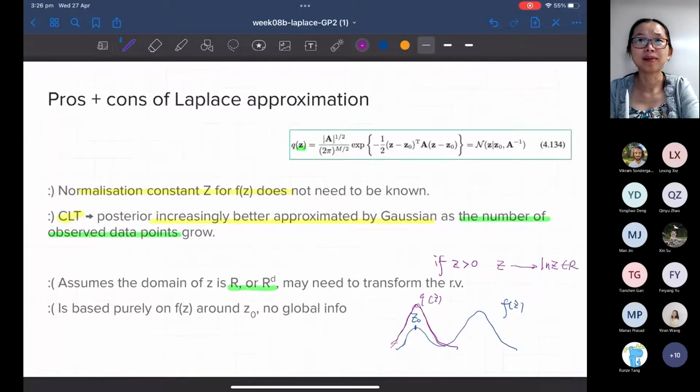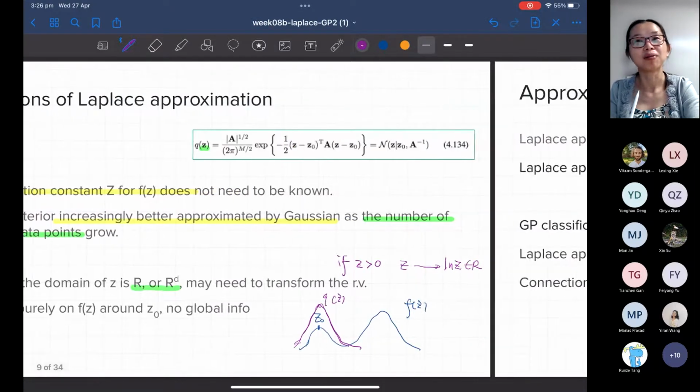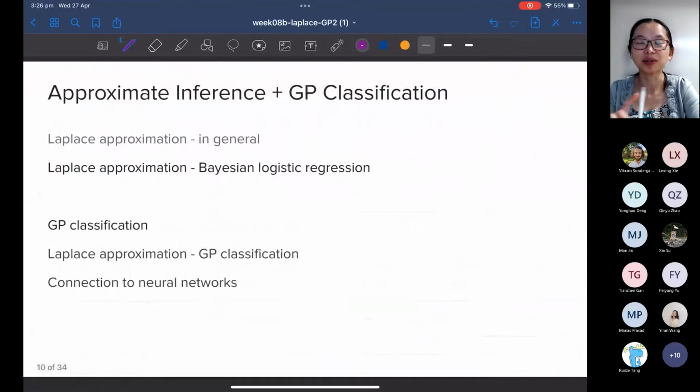But because of the central limit theorem, when we have lots and lots of accumulating data, this won't happen. The distribution tends to be Gaussian, and we're likely to congregate around the higher mode. But finding the higher mode is another question, which is not guaranteed. All right, so that is what Laplace approximation is in general.